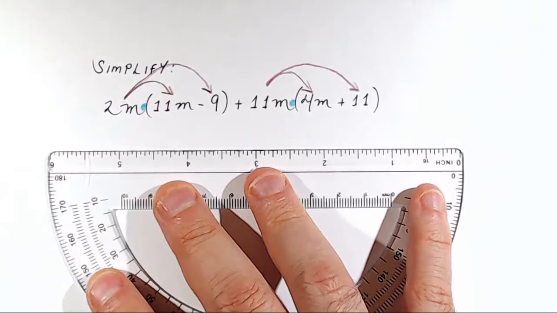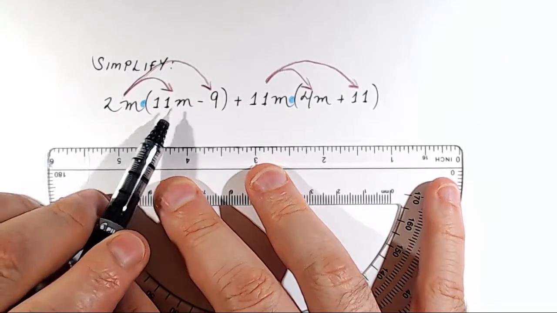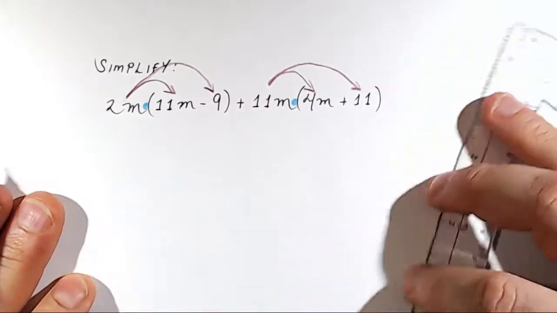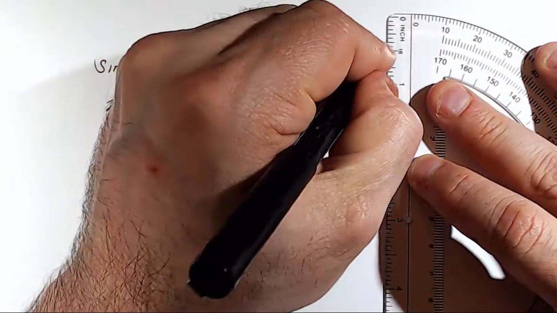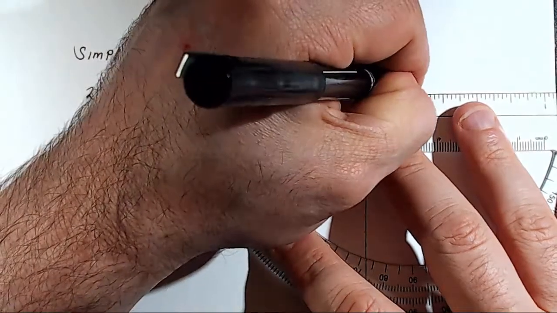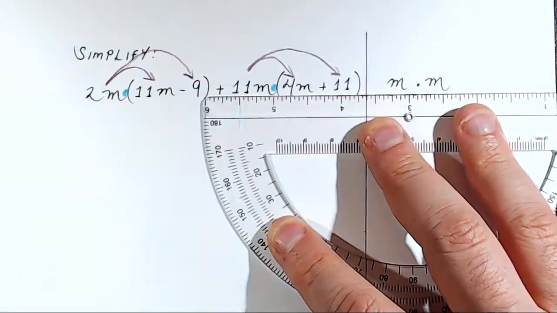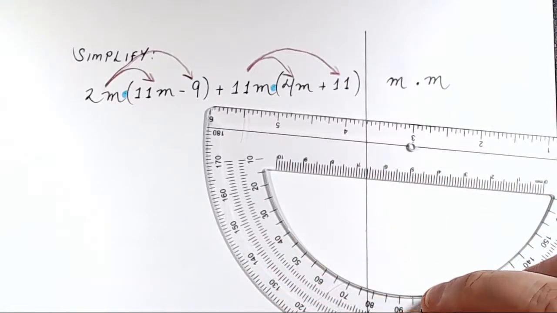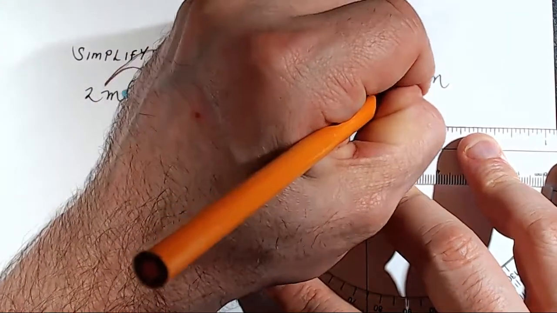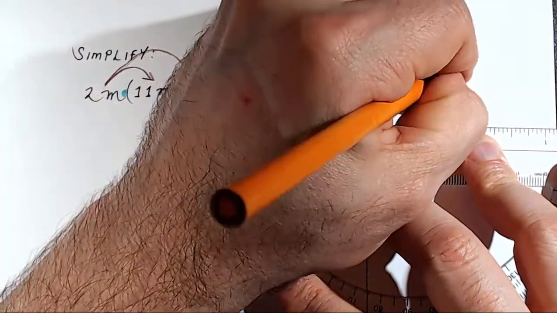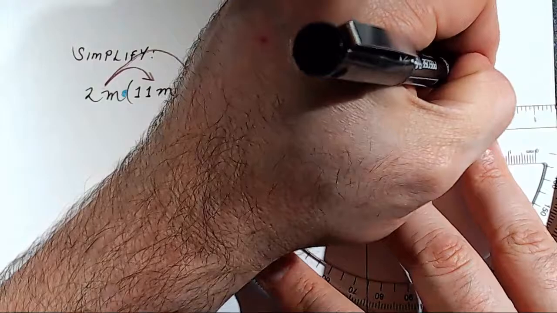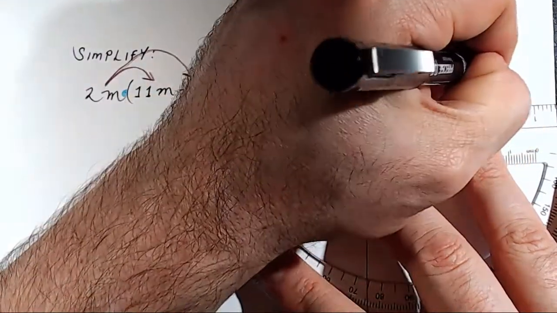Let's start on the left side. We have 2m times 11m. A very important little reminder: m times m. We have to remember something. This is super important, make a note of this. When you have a letter by itself, it always has the exponent of 1. It's not written, but it's there.